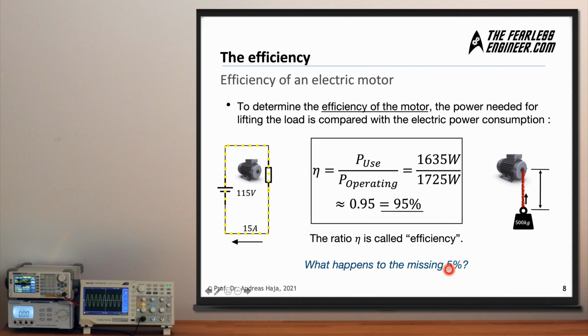And the question is, in case you are wondering, what has happened to the missing 5%? Where has this energy disappeared to? Energy cannot be lost, it cannot be destroyed, it can only be converted, and the information that we have lost somehow 5% in the process of powering the motor to lift the load. The question is, where has this gone?